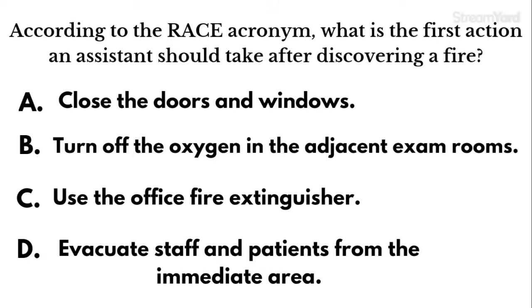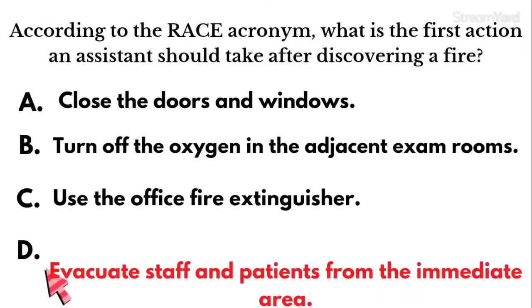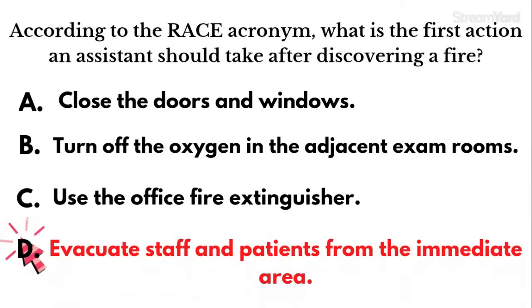The RACE acronym. You've discovered a fire. Okay, D. Everybody's saying D. Okay, let's see. D is correct. So the RACE acronym, right? The R in this acronym means rescue. So you want to evacuate the staff and patients from the area. The A is alert or alarm. That's when you're going to pull the fire alarm, call 911.